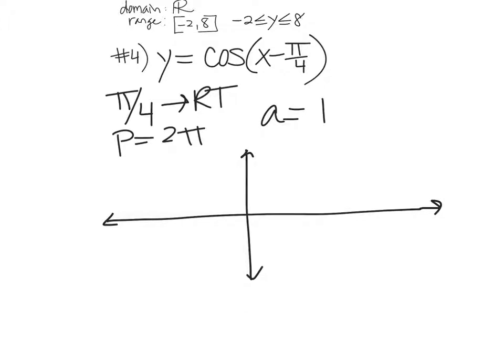All right, so our period is still 2 pi. So let's go 1, 2, 3, 4. And we'll write 2 pi there. Pi there. Amplitude is 1. There's no shift up or down. 1 and -1. Now, this thing, we're going to shift it pi over 4.